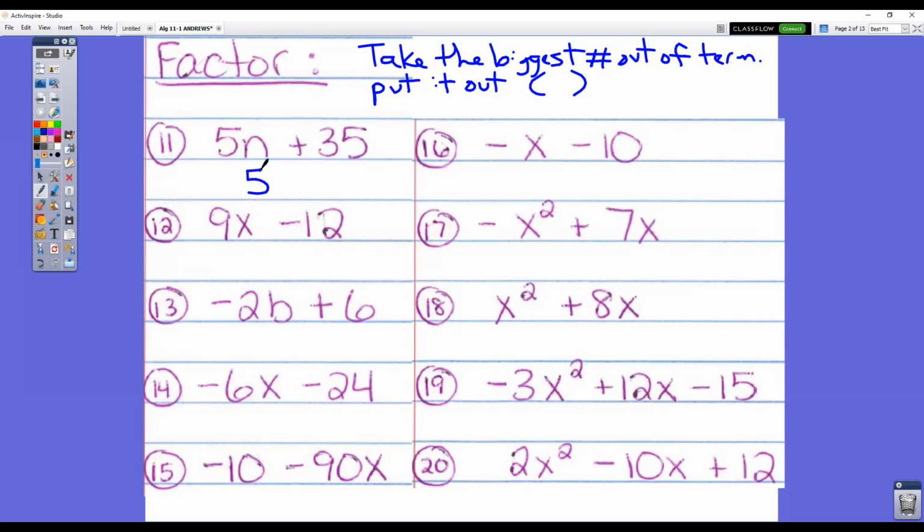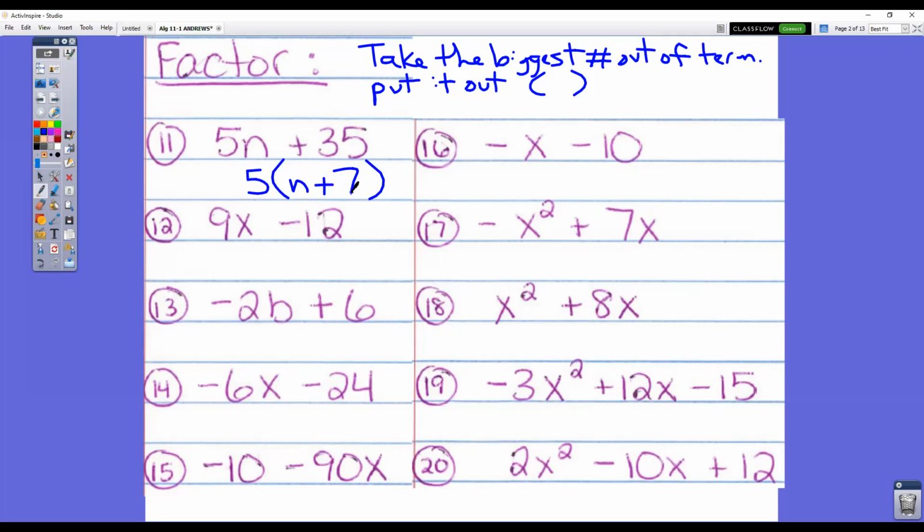So we can factor out the 5. That goes outside the parentheses. And now all the leftovers go inside. So 5 times what equals 5n? It would just be an n there. If I divide 35 by 5, because I'm factoring out a 5, what do I have to multiply 5 by to get 35? 7. So this is going to be a plus 7.